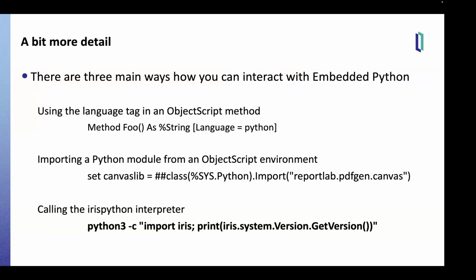Diving a bit into more detail, the first approach of how you can use embedded Python is by implementing a standard ObjectScript class, building a method, and setting the language to Python. Everything that you do inside this method is basically Python style. That's one way of doing it. The second is importing a Python module from the ObjectScript environment using the %SYS.Python import method. And the third is using the Iris Python interpreter. We're going to take a look at all three of those and what they mean.